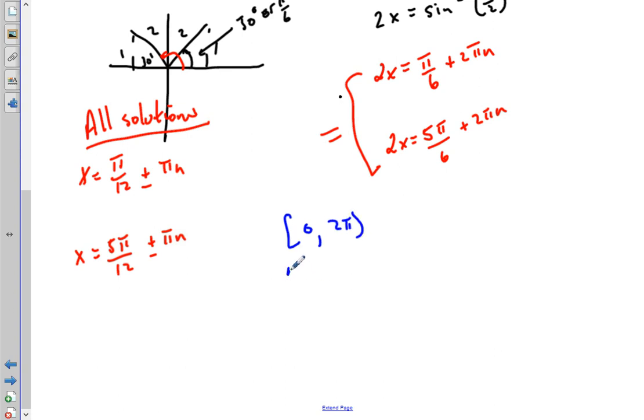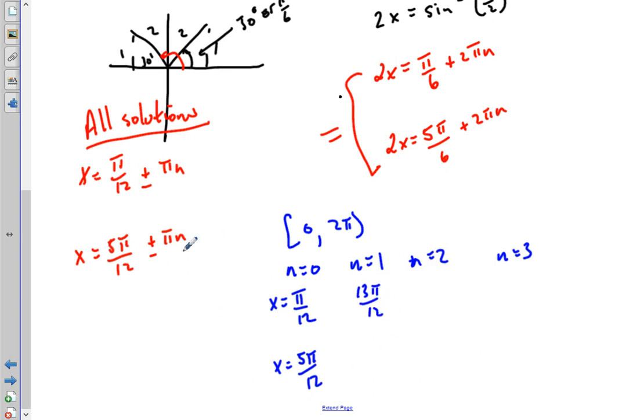So I'm going to go when n equals 0, n equals 1, n equals 2, and n equals 3. When n equals 0, we have x equaling pi over 12, and x equaling 5 pi over 12. When n equals 1, we need a common denominator, so I'm going to put in 12 over 12. This is going to be 13 pi over 12, and 12 plus 5 is 17 pi over 12.